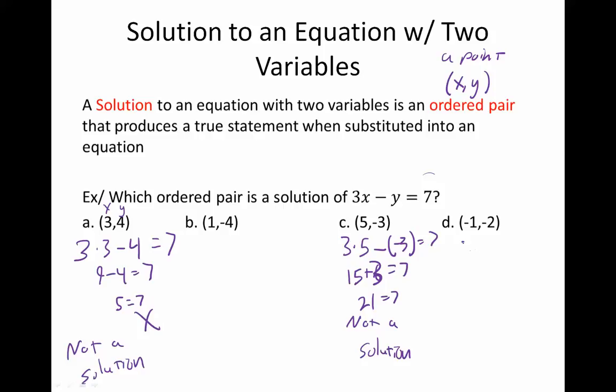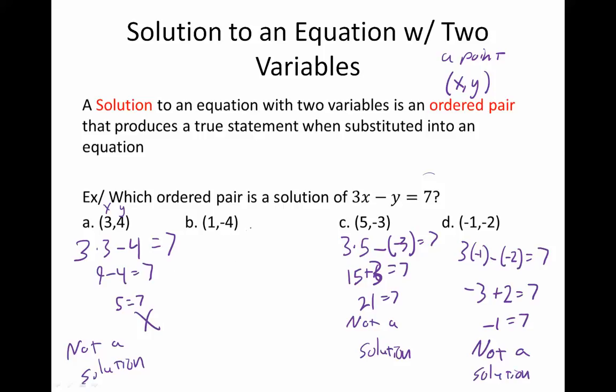D here, we're going to plug in the negative 1 for x and the negative 2 for y. This gives us negative 3 plus 2 equals 7, which is negative 1 equals 7. Not a solution. Again, it needs to be a true statement.